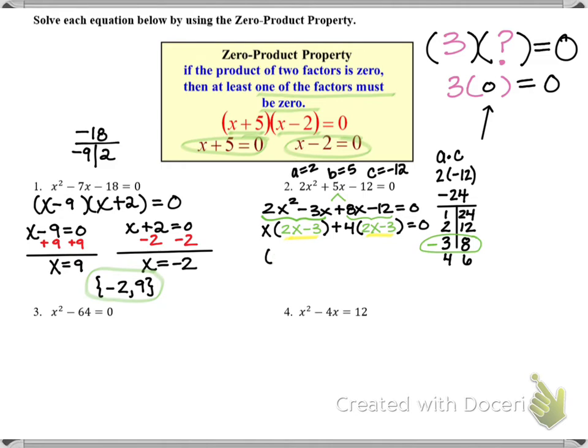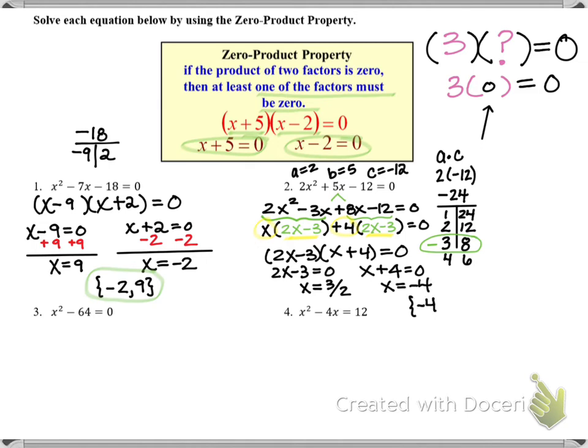So the binomial 2x minus 3 is one of my factors. And then I pick up the GCFs, x plus 4, to form my other factor. And now I have a factored trinomial, so I can set each binomial equal to 0 to use the zero product property. For 2x minus 3 equals 0, I will add 3 to both sides and then divide by 2. So x is 3 halves. And for x plus 4 equals 0, all I have to do is subtract 4, so x equals negative 4. So my solution set contains two values, negative 4 and positive 3 halves.